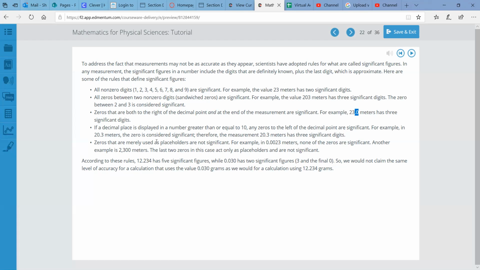Zeros that are merely used as placeholders are not significant. For example, 0.0023, they're not sandwiched between any other number, right? They just have a 0 to the left, decimal point, 0023. So these are the only things you really can pay attention to. 2 and 3 are significant. These other zeros are not.